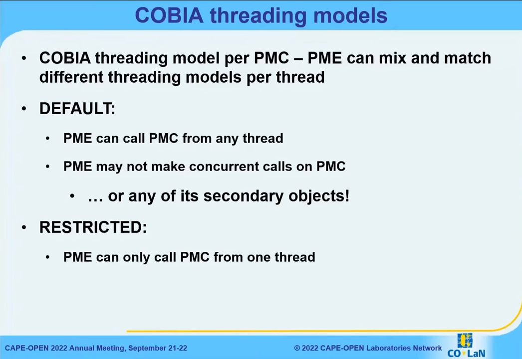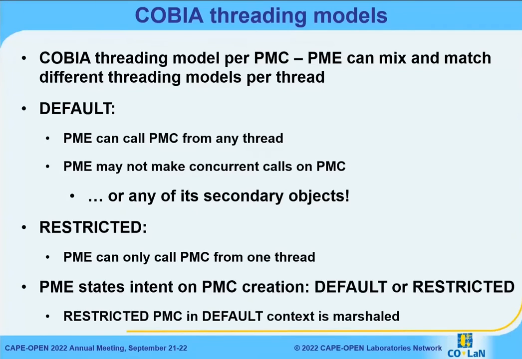And that's it. These are the COBIA threading models. There's only 2 of them, and you see them here. And typically I would expect most implementations to use the default threading model. So when a PME is actually creating a PMC, it can state its intention. If the PME says, I'm only going to use this particular PMC from the current thread, I will never access it from a different thread.